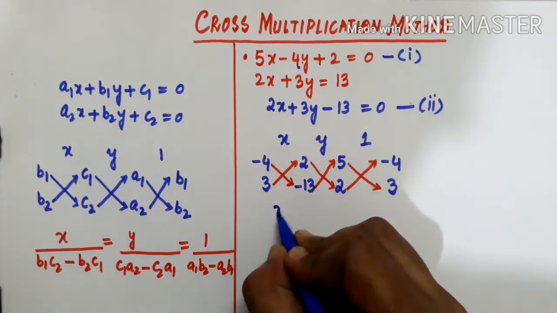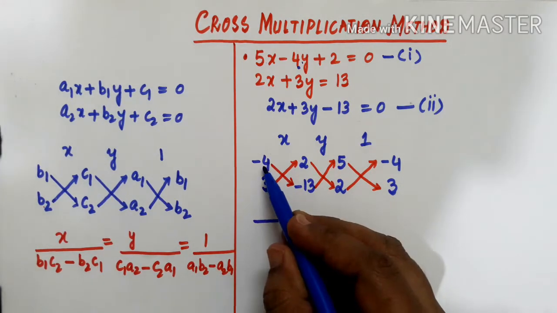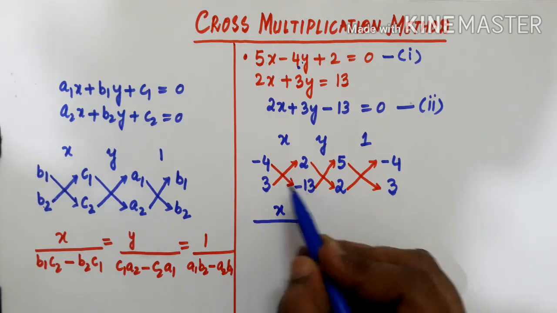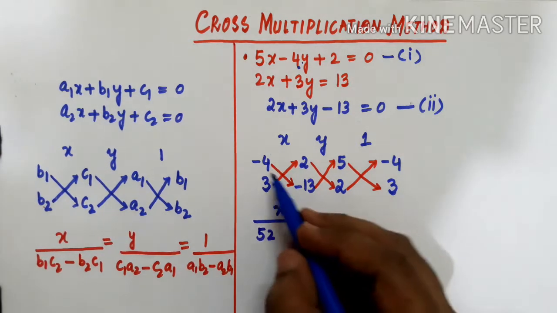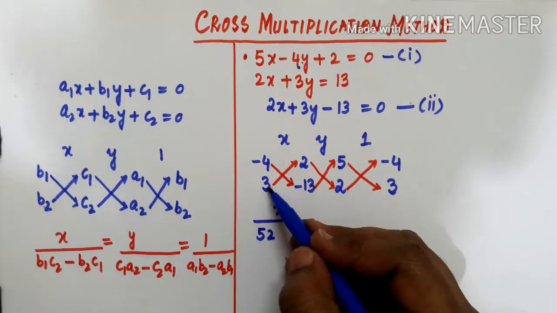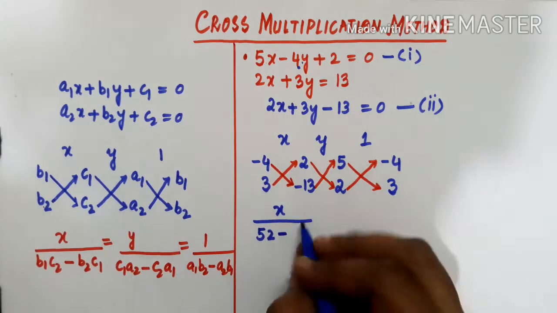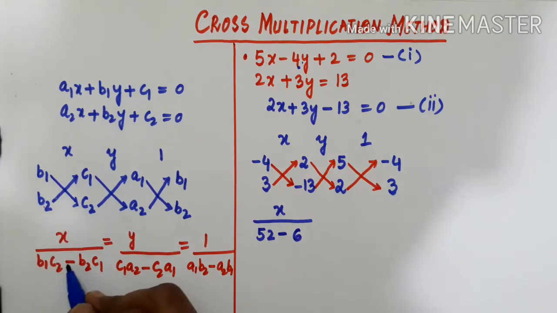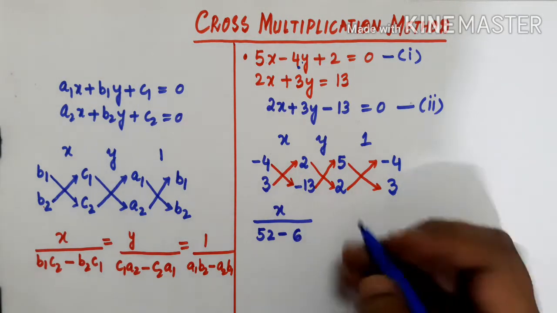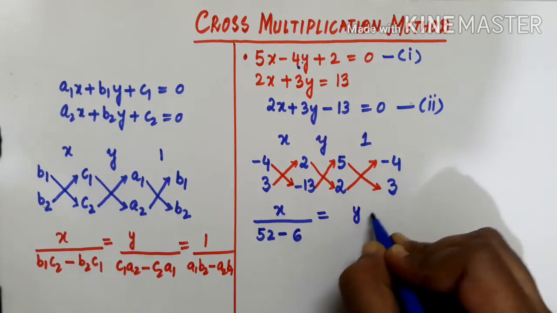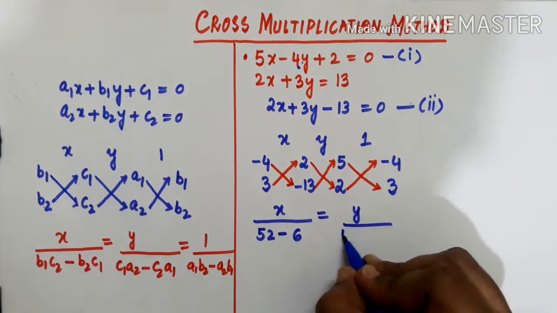Now x divided by -4 into -13. 4 into 13 will give you 52. Minus into minus will be plus. Then minus 3 2s are 6. Here you are doing subtraction, after you multiplied the numbers, you are subtracting them. Okay, then equals to y divided by 2 2s are 4.